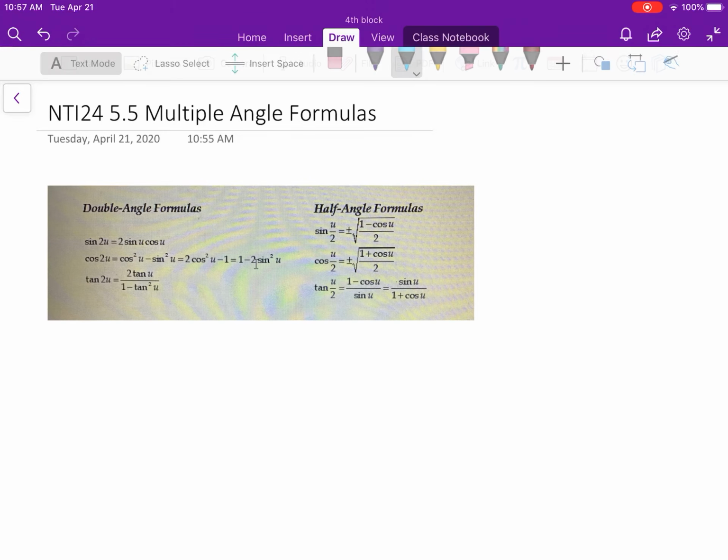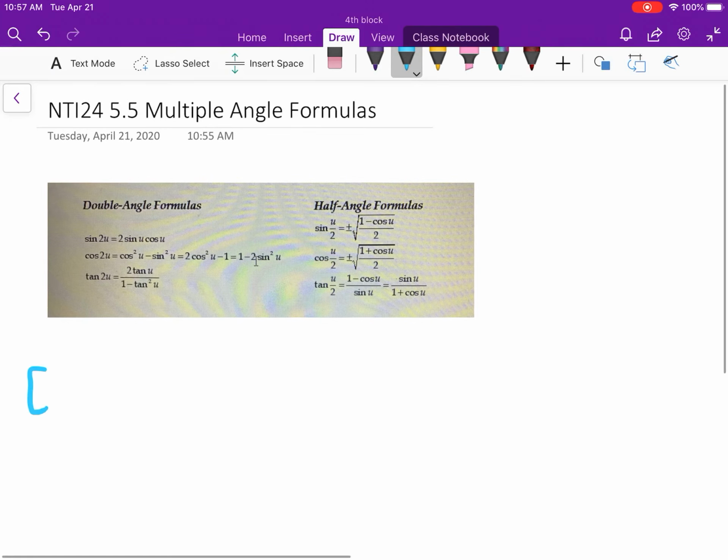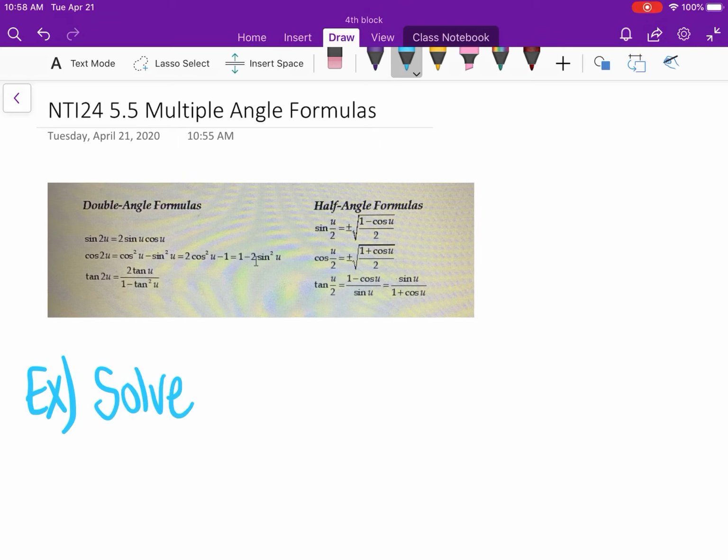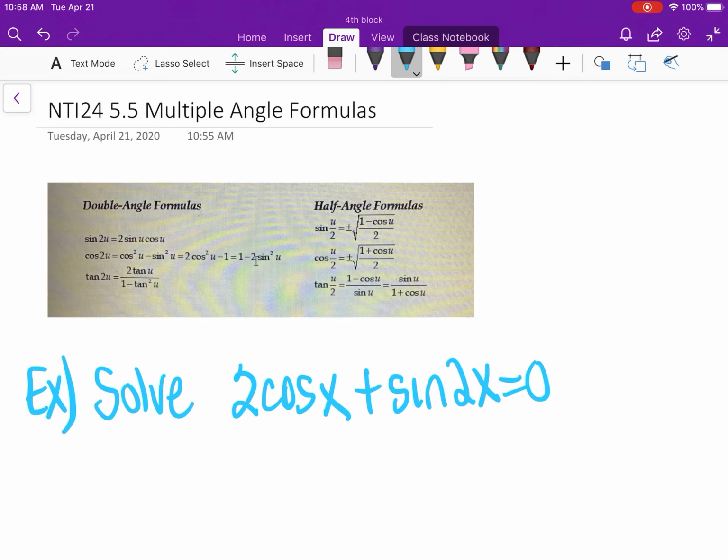Okay, so we're going to start out in this first example. We're going to be looking at the double angle formulas. So we want to take the equation 2 cosine x plus sine 2x equals 0 and solve that in the interval 0 to 2 pi.